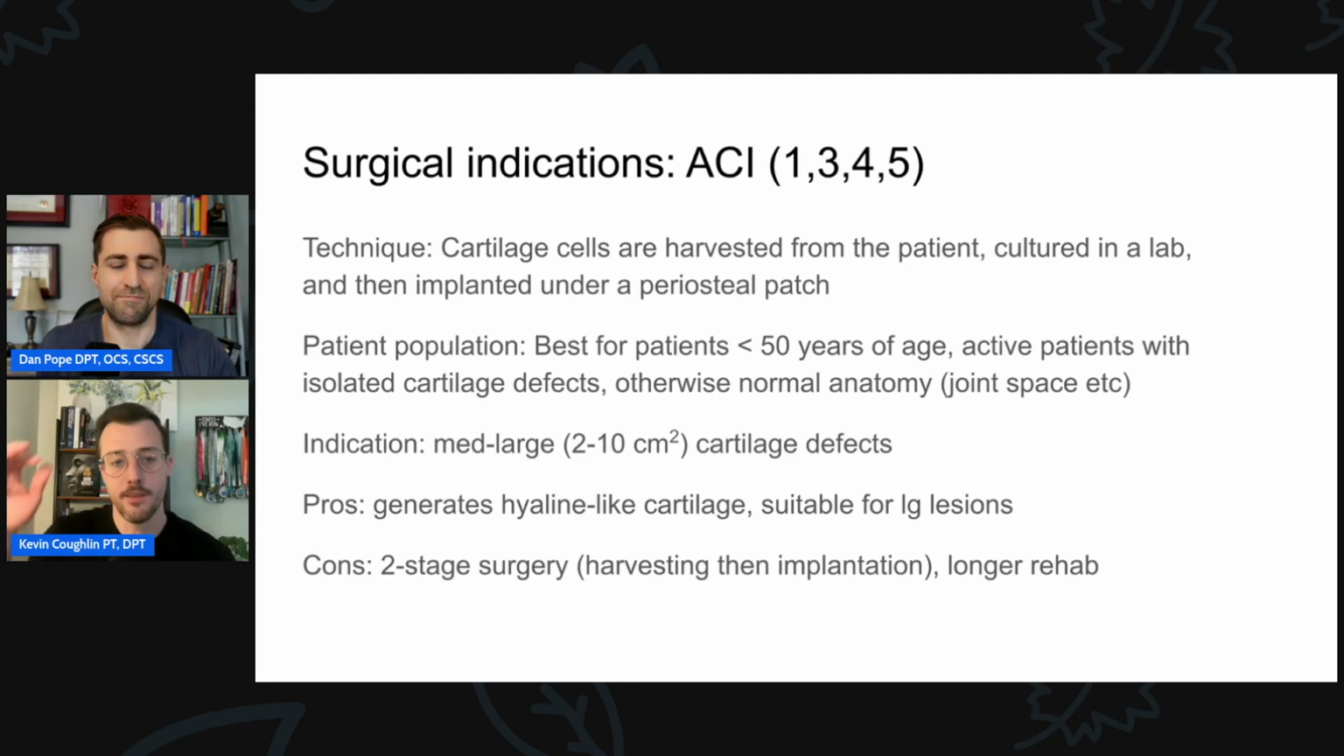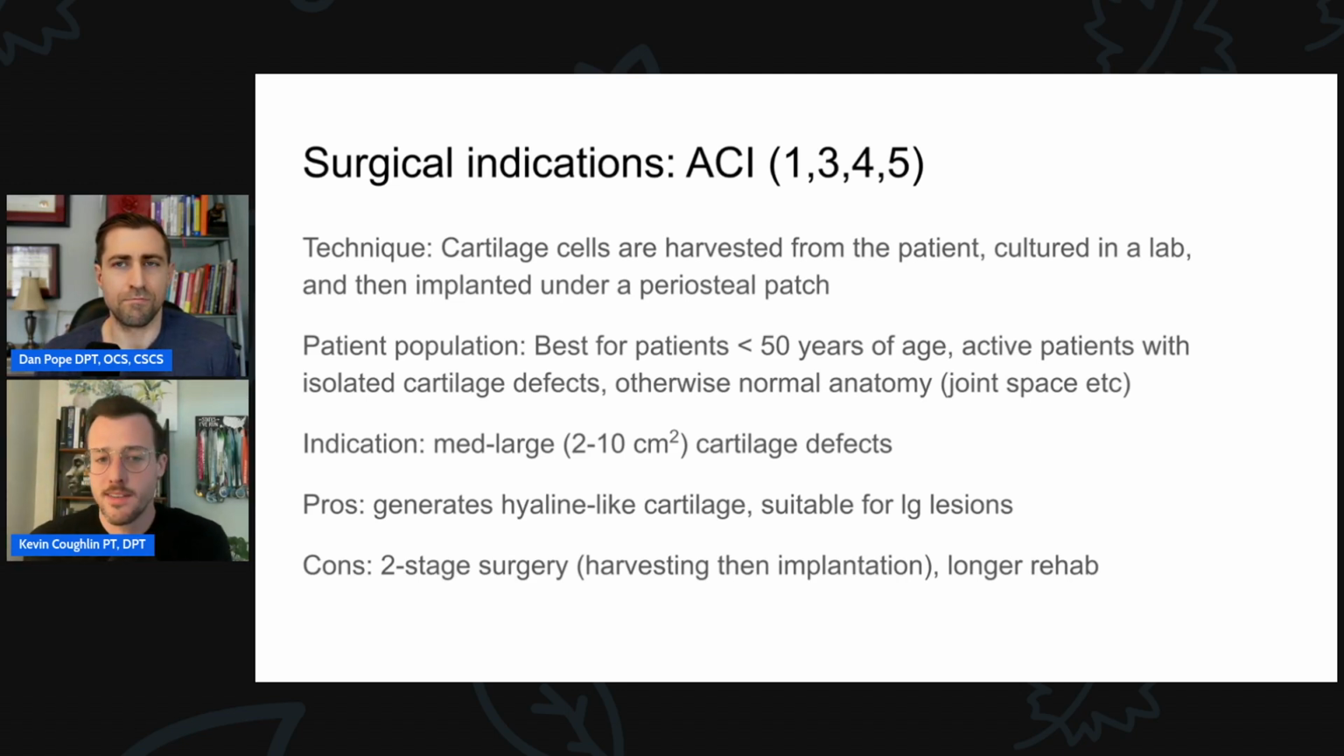I think that makes sense because it's really like the ACI and the MACI that seem to be for bigger defects. And yeah, to your point, you only have so much non-weight bearing cartilage you can give. So if it's a larger defect, that might not be a good candidate for that. So getting into the ACI, when would this be used?